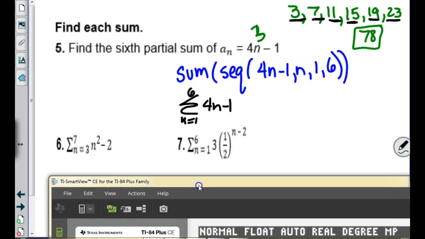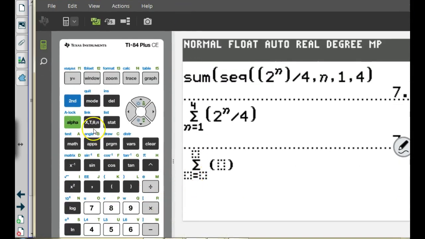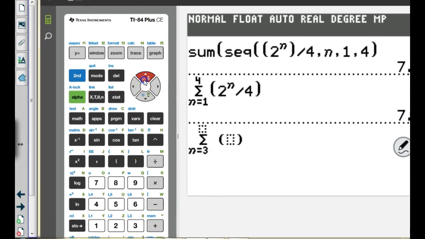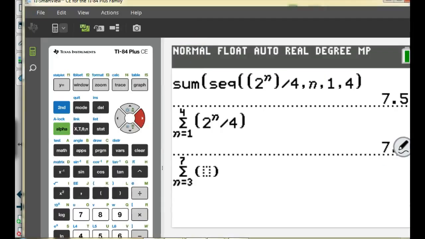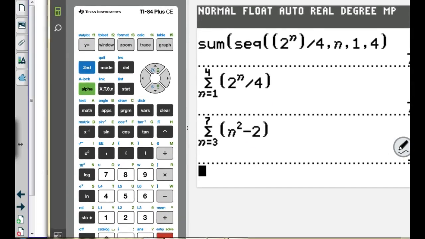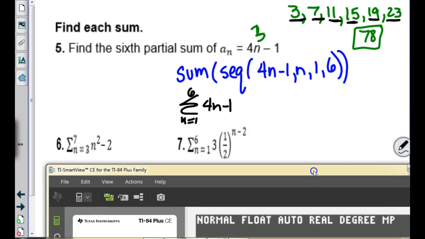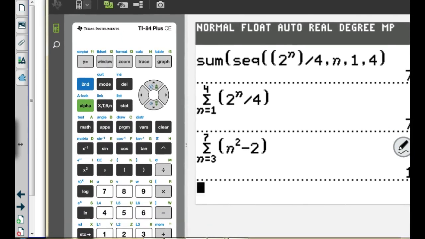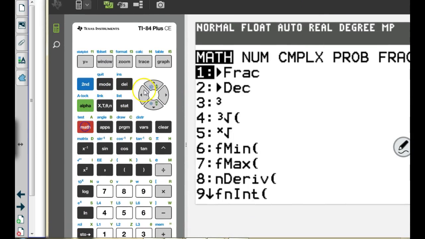The first one says term 3 through 7. Oh, interesting. Again, you could just put in 3, 4, 5, 6, 7 and be done with it. And 3 up arrow 7. What was the formula, guys? N squared minus 2. I got 125 for that one. Okay, and then 1 through 6. The next one.